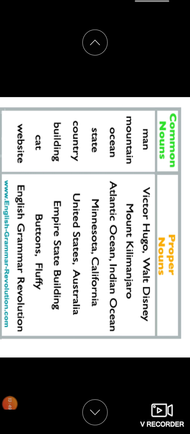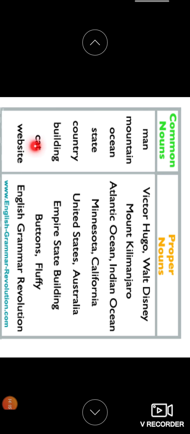Then Madhya Pradesh, Jammu and Kashmir. So these are the state names in India. Country: United States of America, Australia, India, Africa. Buildings can be the Empire State Building, or Vidhana Soudha. School buildings also we can get. So when we give a particular name to that building, then it's a proper noun.